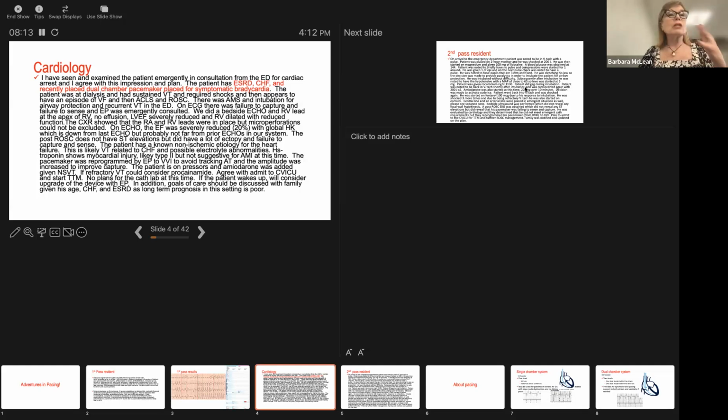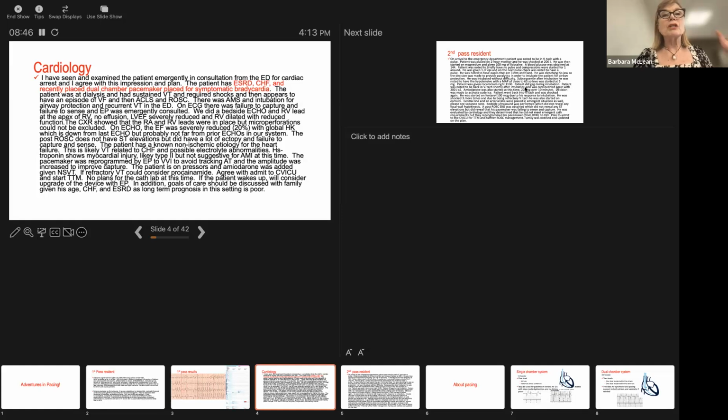So now the cardiologist sheds a little more light on the patient. He says the patient was at dialysis. He had sustained VT, required shocks, and appears to have had another episode of VF. Then they applied ACLS, and he had return of spontaneous circulation. Intubation for airway protection, recurrent VT in the ED. On EKG, it's seen that there is failure to capture and failure to sense, which means you have pacemaker failure. You're not sensing, you're not capturing, you have pacemaker failure.